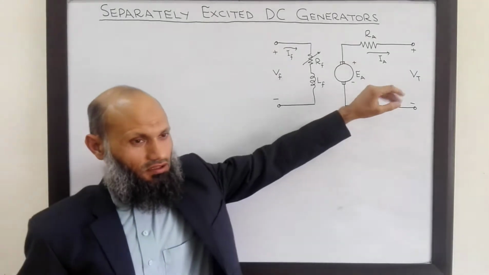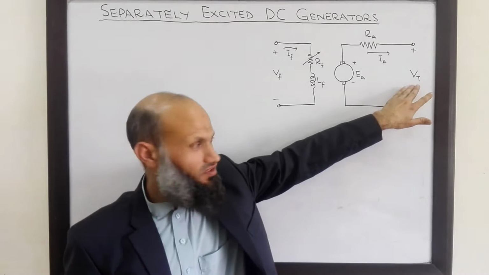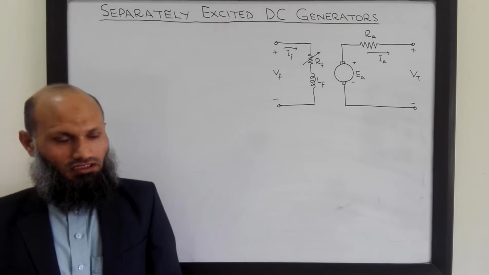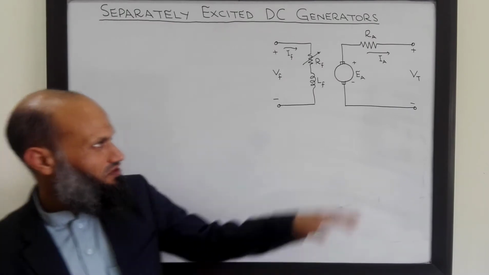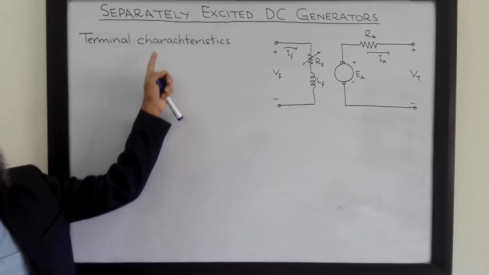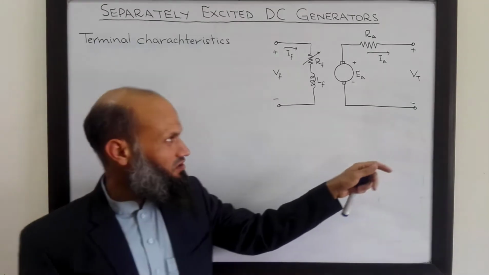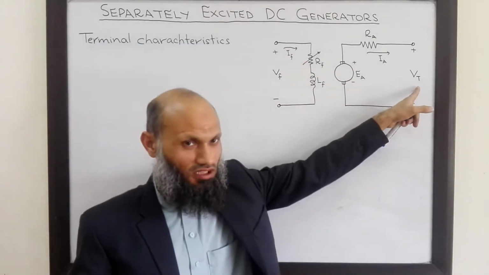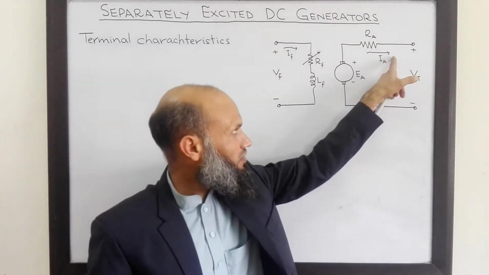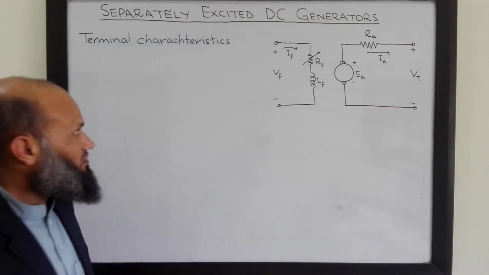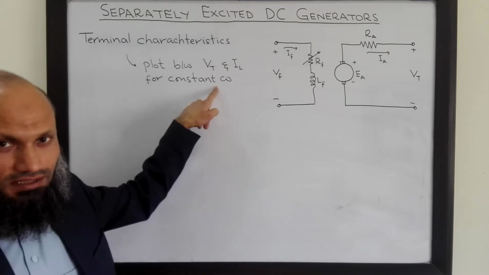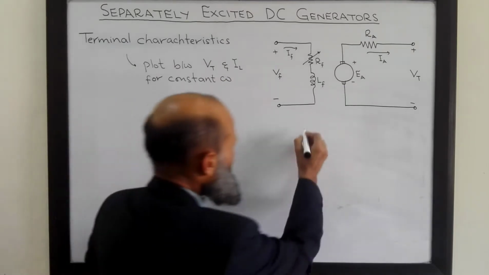For DC generators, two variables of interest are the terminal voltage and the load current, and generally we have a plot between these two terminal quantities, which is called terminal characteristics. Terminal characteristics are the plot of terminal quantities. For DC generators, terminal quantities are the terminal voltage and the load current. In this case, load current is the same as the armature current. So, the plot between the terminal voltage and load current for a constant omega is the terminal characteristics.